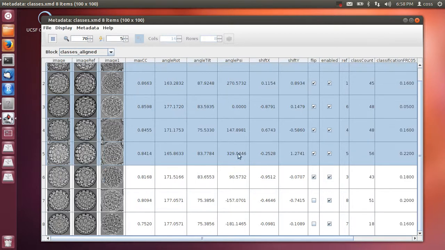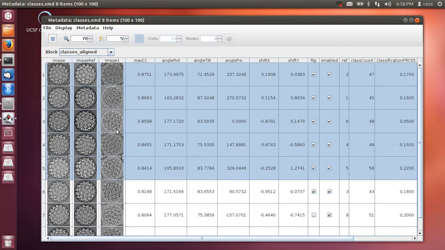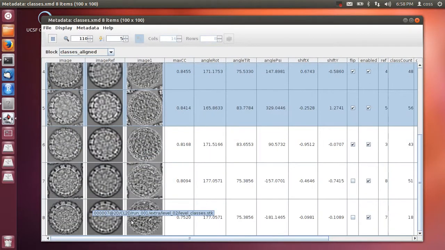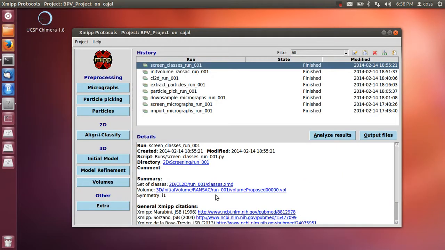Okay, so this is not the case in this example, so we simply are happy with all those classes, and we see that they are consistent with the volume we have constructed. Okay, so we are happy with that volume. So the next step normally is to go into projection matching.